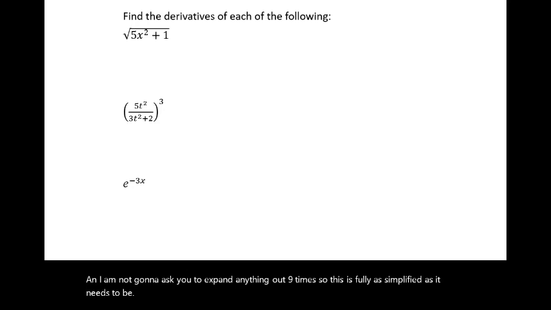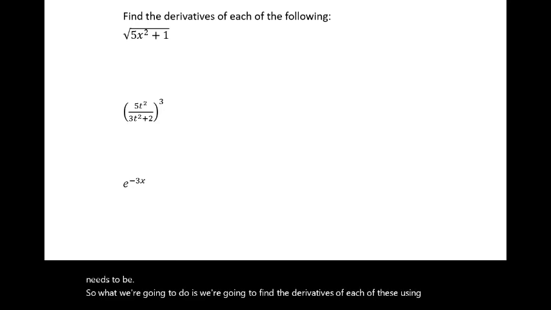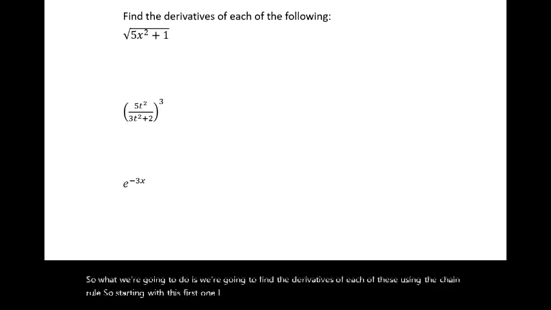So what we're going to do is find the derivatives of each of these using the chain rule. So starting with this first one, I am going to do a little bit of rewriting first. I'm going to rewrite that square root as an exponent of 1/2. So I'm going to rewrite this as 5x squared plus 1, all to the power of 1/2, and we're going to take its derivative.